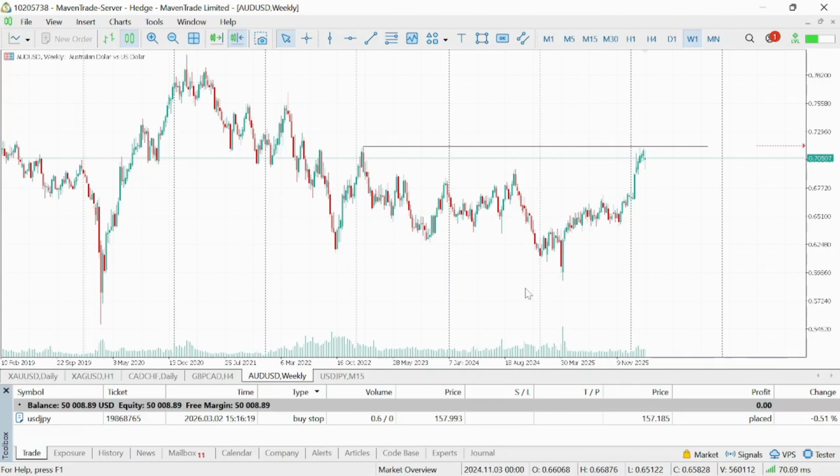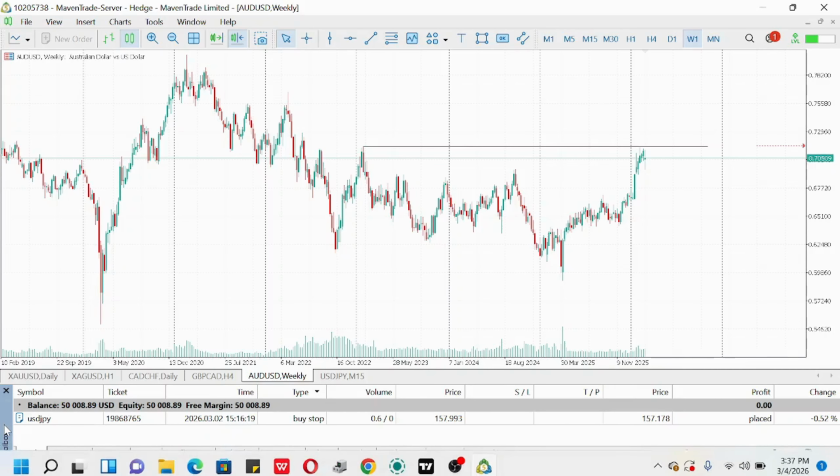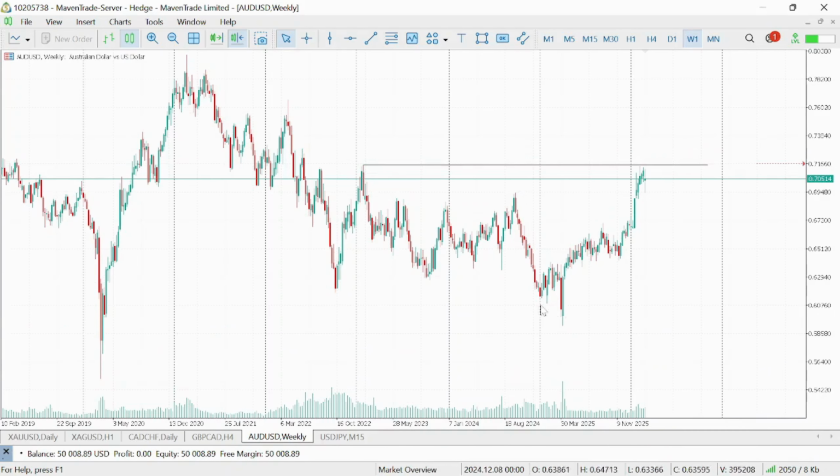We just pull up to this. Yes, perfect. This is AUD/USD. This is just a demo account, 50K from Maven. And yeah, so narrative, how do I build it?